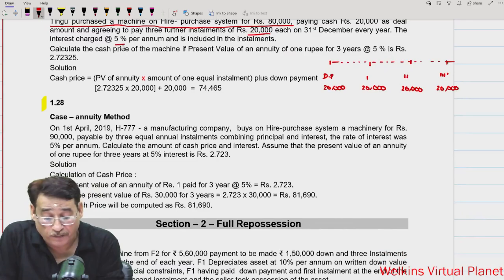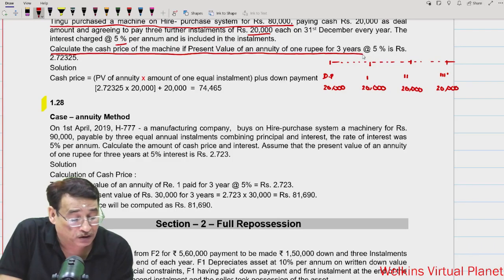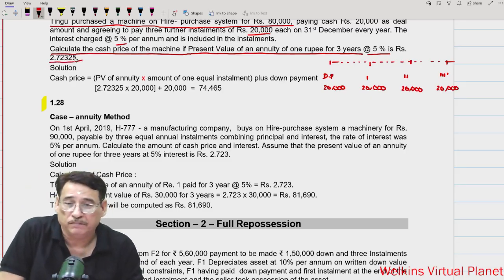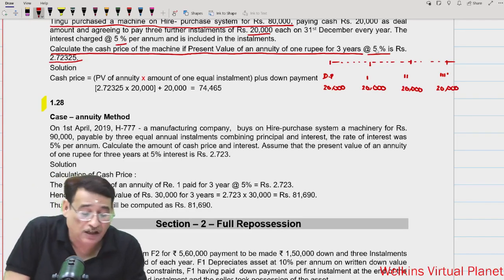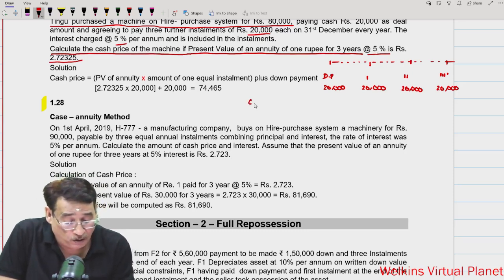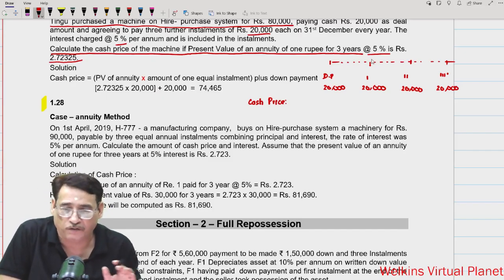Interest is charged at the rate of 5% per annum. Now, the question says calculate the cash price of the machine if the present value of an annuity of 1 rupee for 3 years at the rate of 5% is 2.72325. Now, this annuity is given. The concept of annuity or present value, as I told you, you will learn in your financial management. As far as accounts is concerned, in order to find out the cash price, what we have to do is very simple. Once you have the cash price, this question will become a case of gross installment, because then you will have the rate of interest and can easily find out the interest. You have to find out the cash price with the help of the annuity in this particular case.